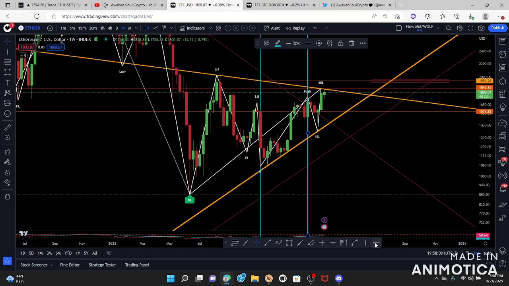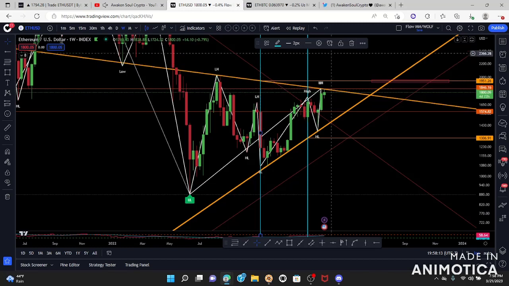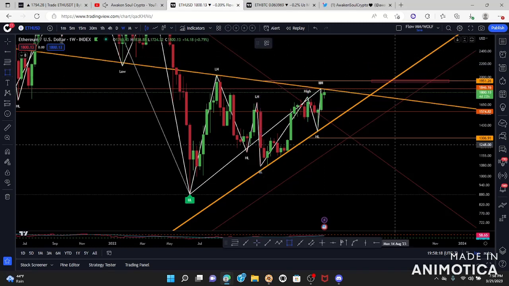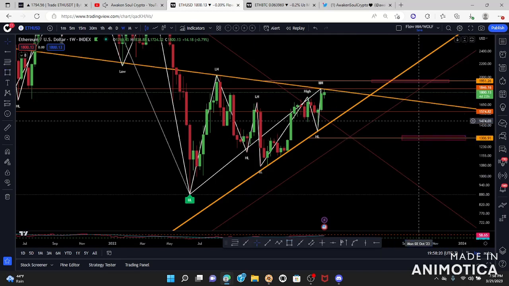And my target would be right where it intersects again. Wonderful. Let's move the vertical lines out of the way. Let's highlight our weekly target so we know this is a target.